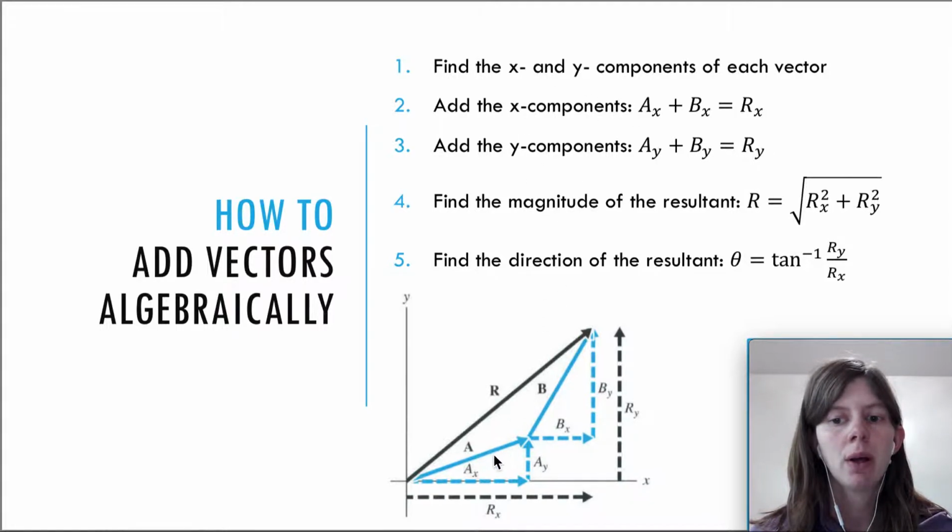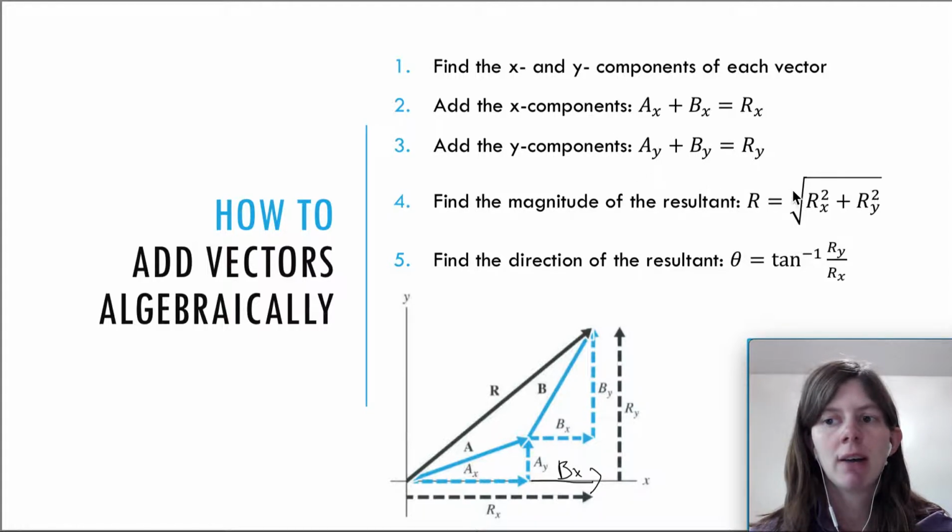For vector a, the two components are shown, the horizontal ax and the vertical ay. The x and y components of vector b are also shown. That's what you have to find in step 1. In step 2, you add the x components, ax and bx. If you put bx at the tip of vector a, because you can move vectors around without changing them, you can see that ax plus bx is equal to rx. The same thing happens with ay plus by: if you add them tip to tail, you get ry. So you do that separately for the x and y directions, steps 2 and 3.